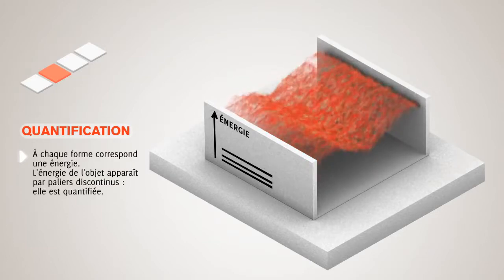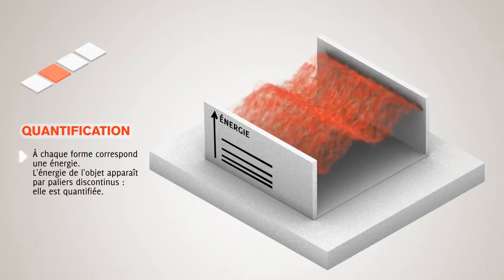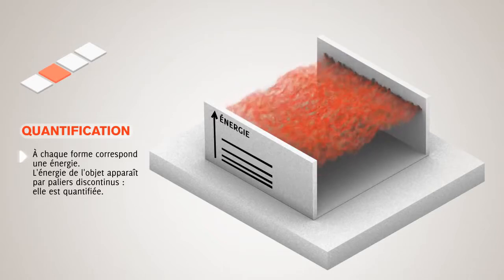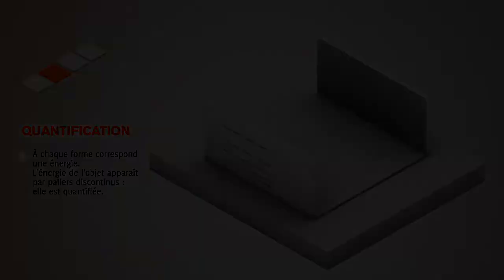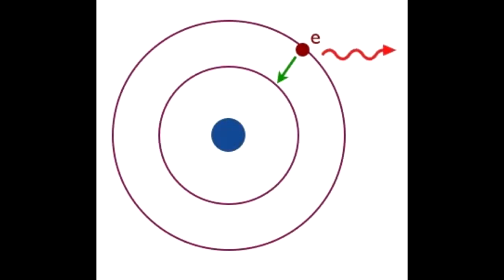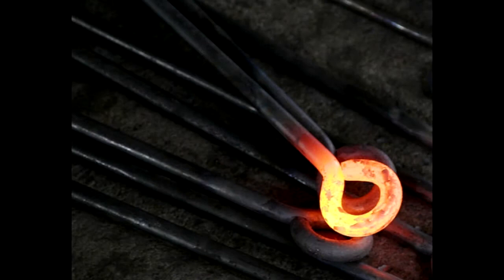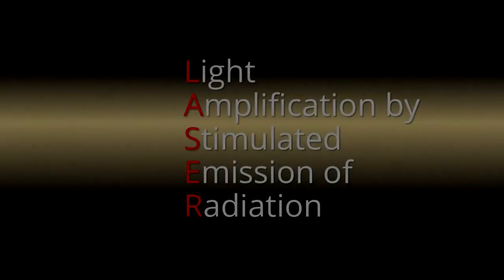Once an electron moves to a higher energy orbit, it eventually wants to return to the ground state. When it does, it releases its energy as a photon, a particle of light. This process is called relaxation. You see atoms releasing energy as photons all the time. For example, when hot iron glows bright red, the red color is caused by atoms excited by heat releasing red photons. So what is a laser?